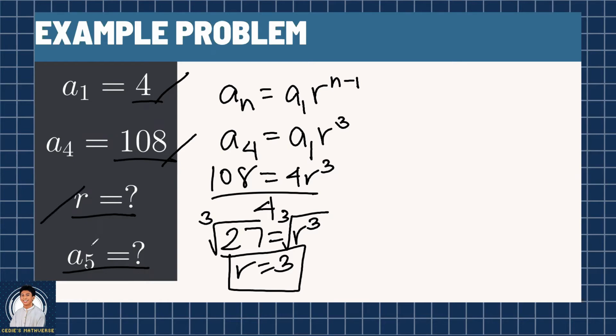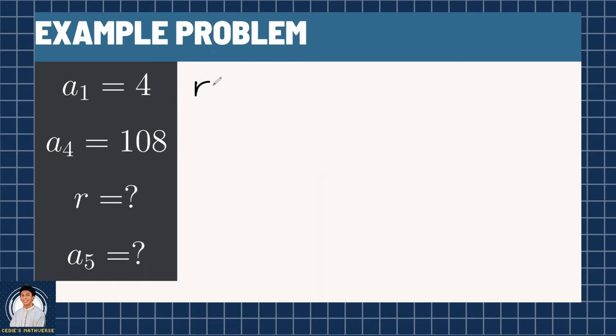All we have to find is a sub 5. r equals 3. Let's bear this in mind. And we will find a sub 5 using two methods. First, using a sub 1, and second, using a sub 4.